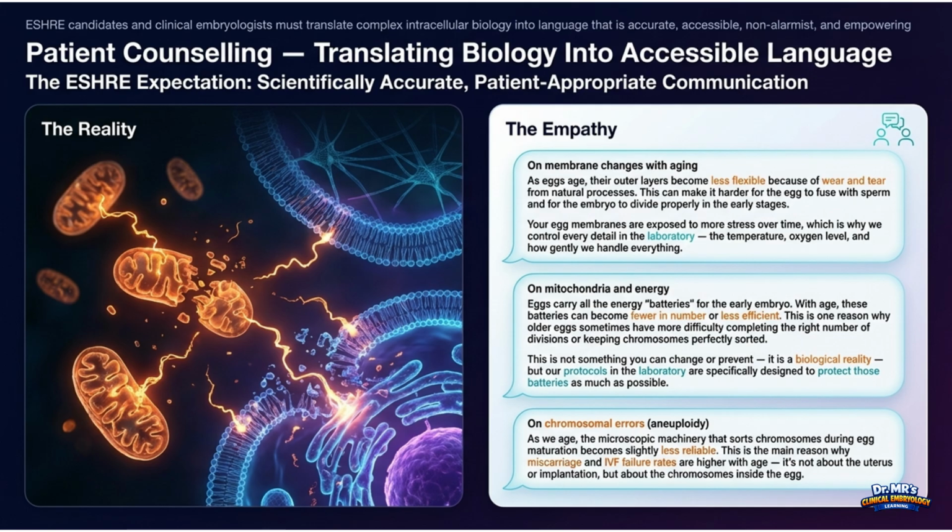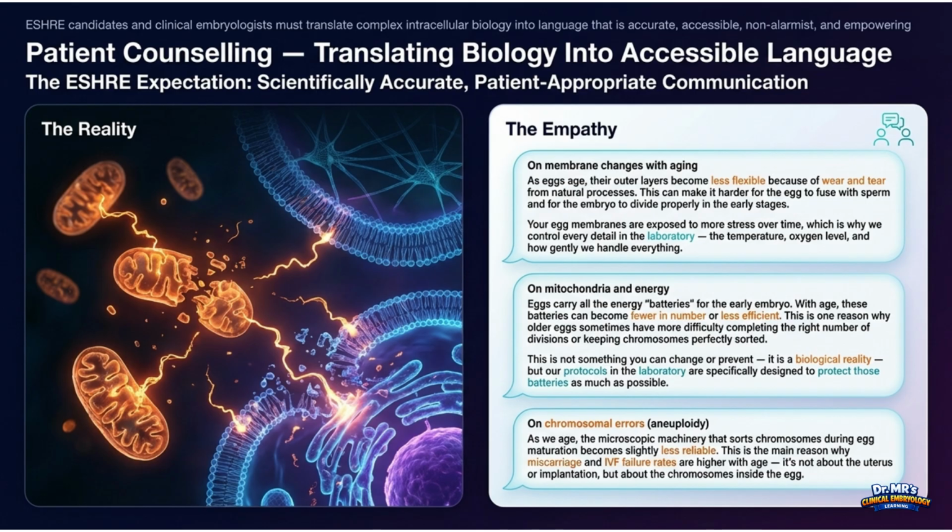How do you explain the impact of maternal age on oocyte quality without just bluntly saying your eggs are old and dying? You never use the word old. You focus on the physical mechanics. Instead of talking about lipid peroxidation and the cross-linking of PUFAs, you talk about flexibility. You say, as eggs wait in the ovary over time, their outer layers naturally accumulate wear and tear. They become a little less flexible. That's a great way to put it. You add, this stiffness makes it harder for the egg to easily fuse with the sperm and to divide smoothly. Less flexible due to wear and tear. That perfectly conveys the mechanism of MDA and 4-HNE membrane stiffening without a biochemistry lesson.